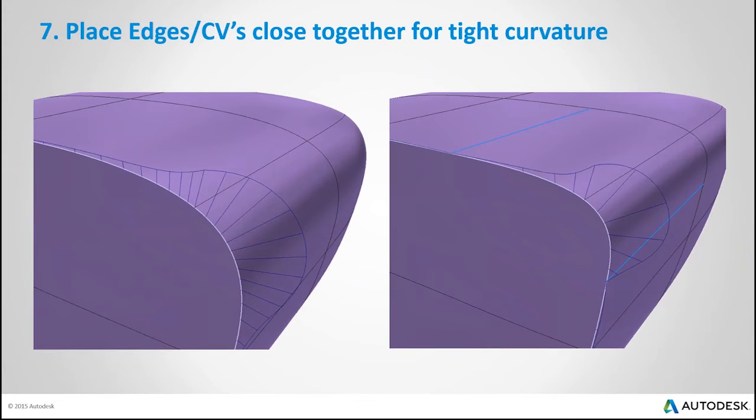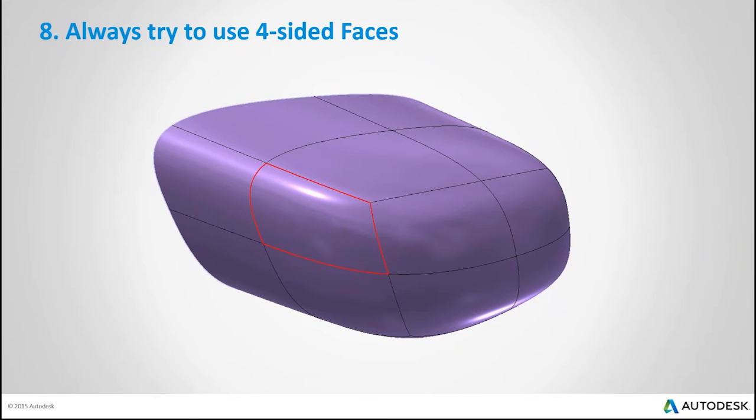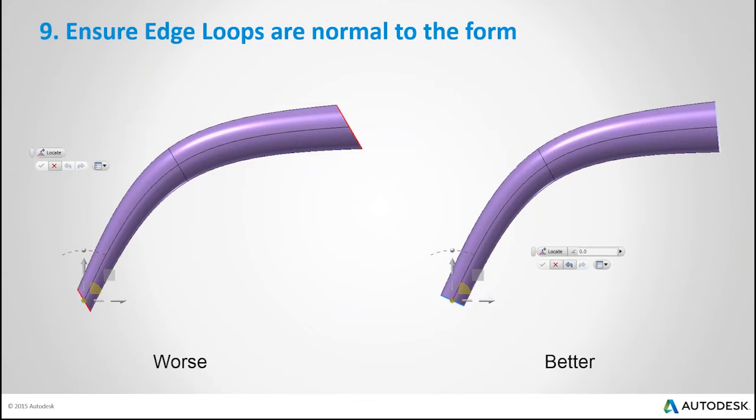You can place edges or CVs close together with a tight curvature. And if you're going to modify something, always try to use forward sides or faces. And if you can, wherever possible, try and make sure that loops are normal to the form. So you're trying to avoid 45-degree edges. Try and keep things perpendicular or normal.